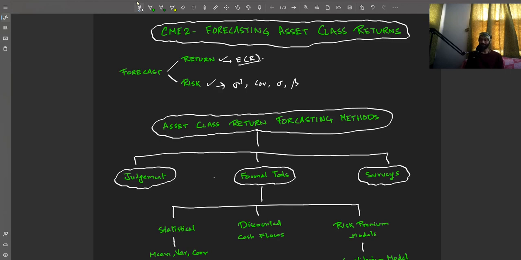Because if somebody is a significant participant in the markets, the actions taken by them themselves are going to influence the markets, and their own understanding also is likely to be much more objective and closer to the true sense of things, right? Now, judgment and surveys we have already understood. There are no formal ways of doing this. It is very subjective, judgmental, as the name suggests. We come to formal tools after this.